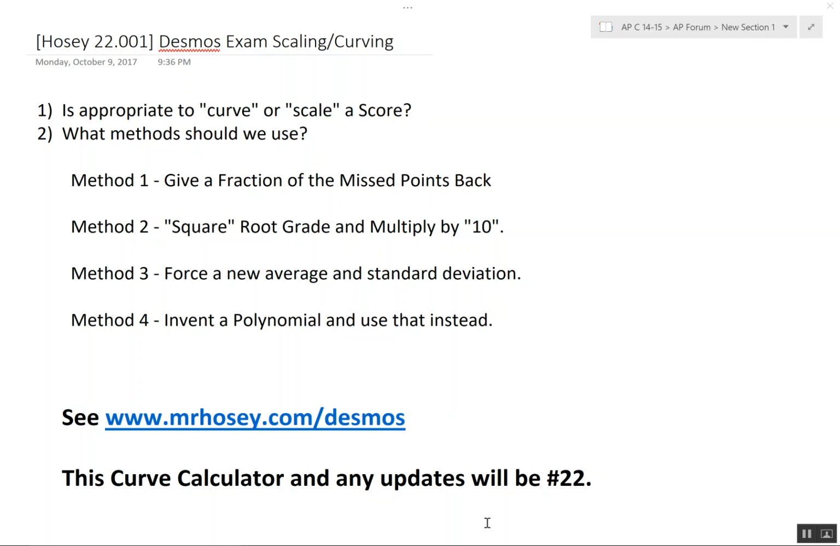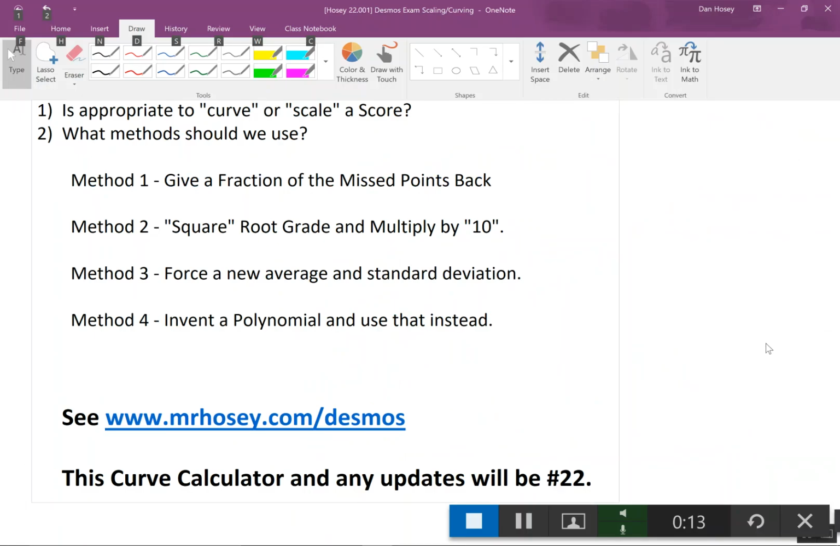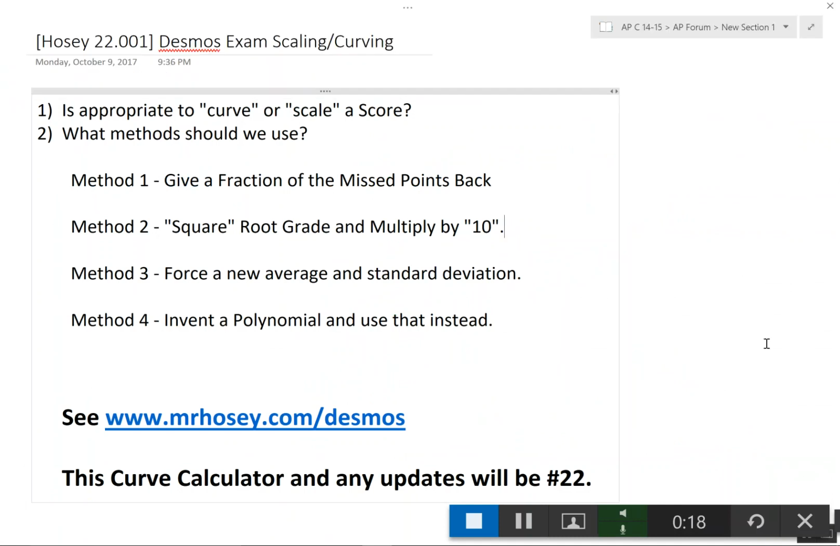To curve or not to curve? That is the question. And if you do curve, how do you do so fairly? I've invented this Desmos simulation that will help you curve exams using one of 4 methods and compare them. See mrhosey.com/Desmos. It'll be simulation number 22.